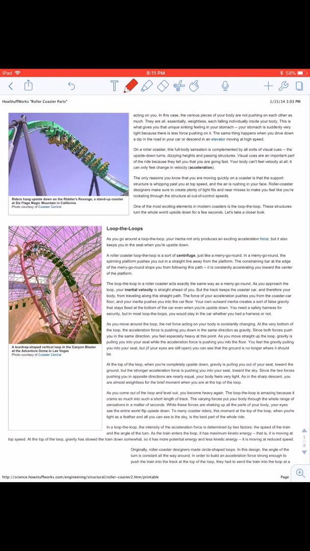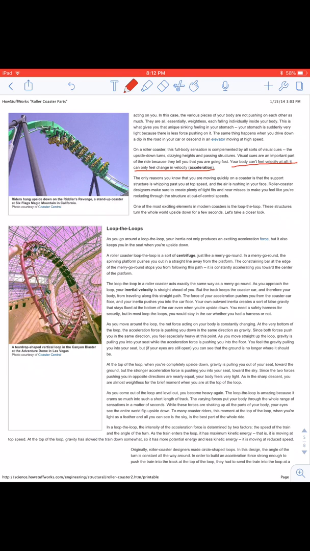That is a good definition. So I am going to underline in red, starting here, that your body can't feel that velocity at all. It can only feel that change in velocity, which is acceleration.